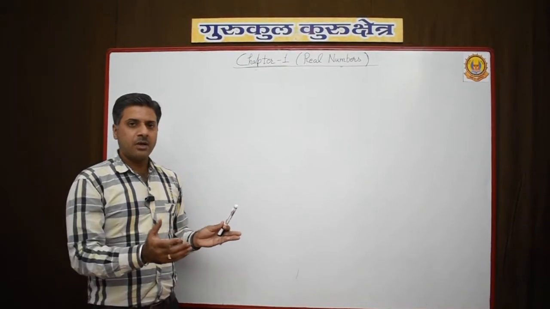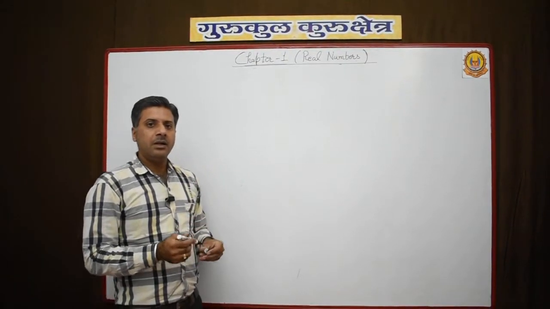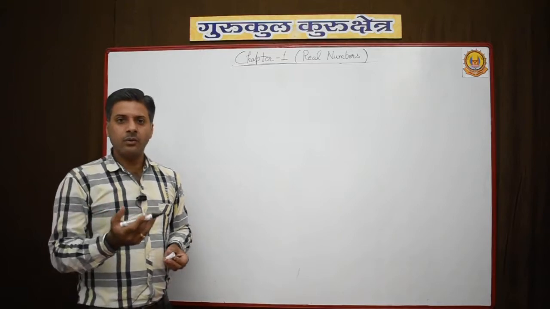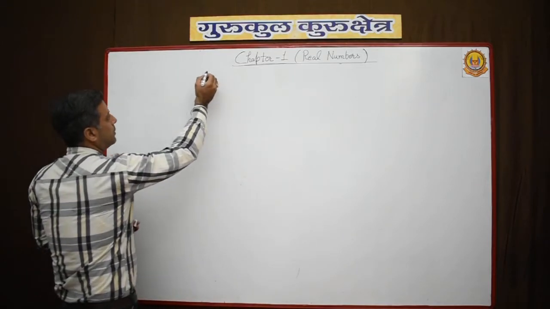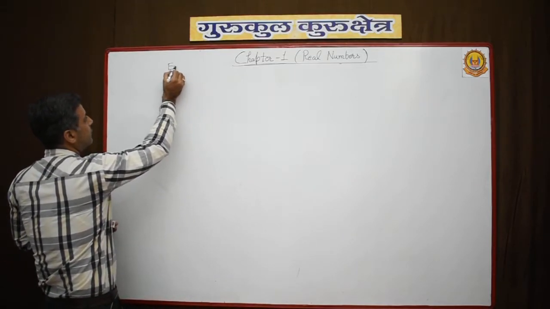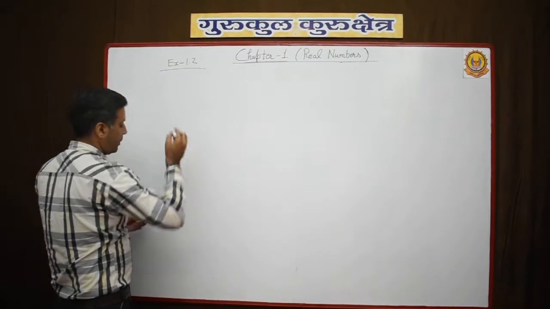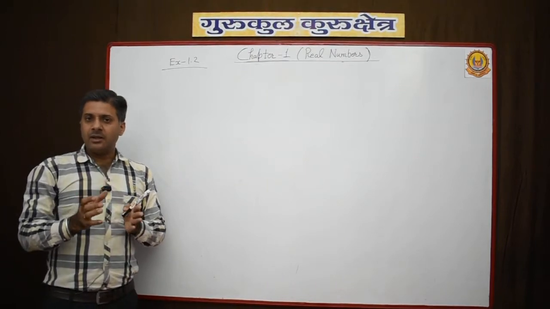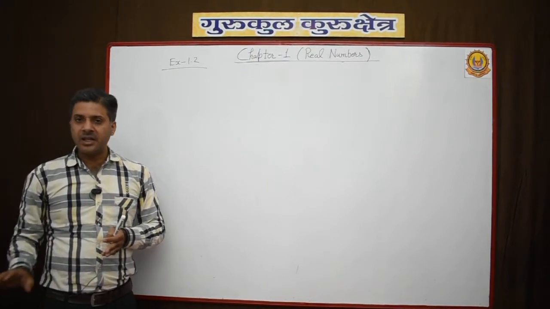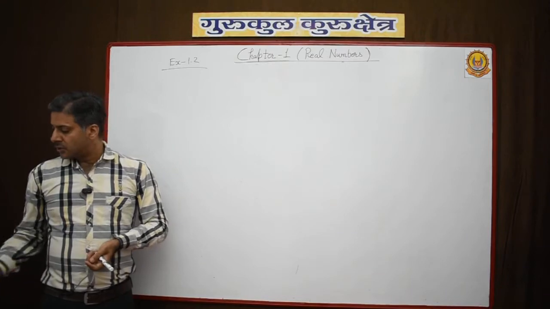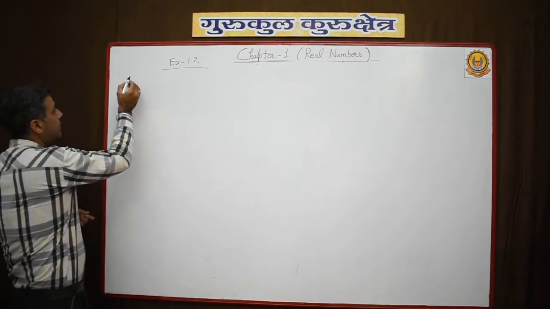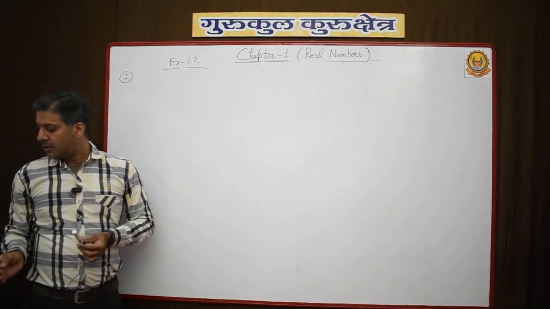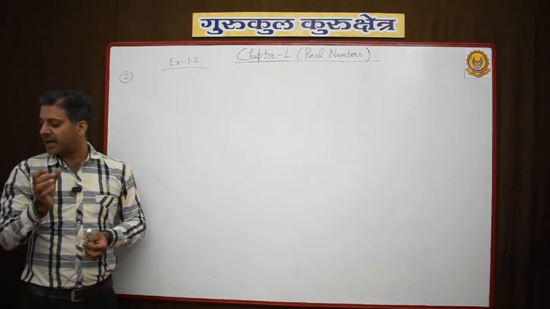So this was the first part of the fundamental theorem of arithmetic. Now we will do exercise 1.2. I have already told you about the method to find out the HCF and LCM with the help of prime factorization. So in question number 1, the question is: express each number as a product of its prime factors.